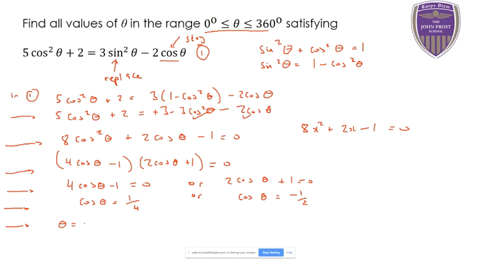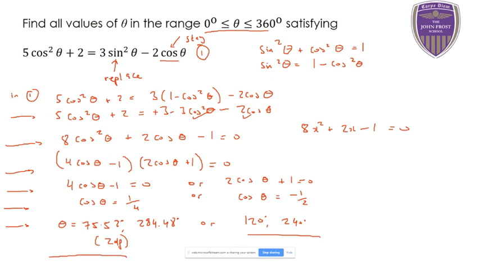You get theta equals 75.52 degrees, or 284.48. I've got 2dp for this one. Okay, I fancy the change, 1 or 2dp is completely fine. And this one here, you get theta is 120 again, or 240 degrees again. Okay, and that's that one solved.